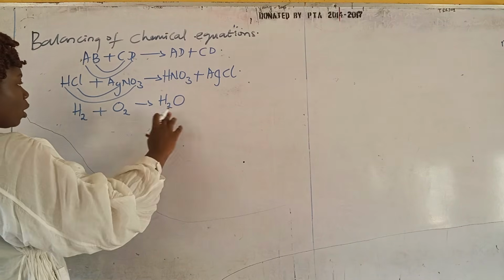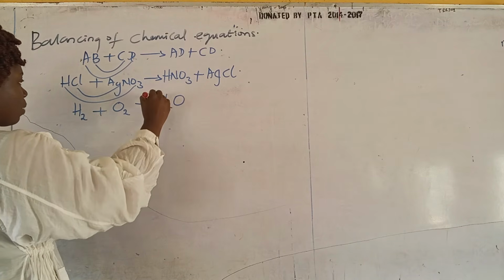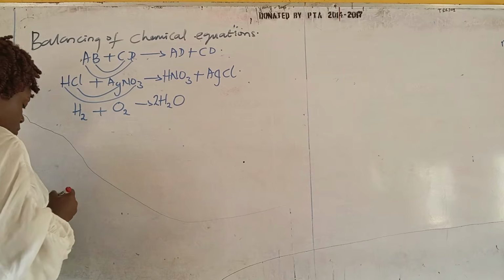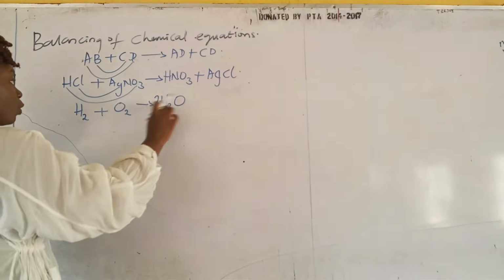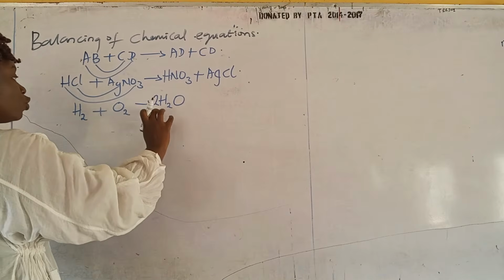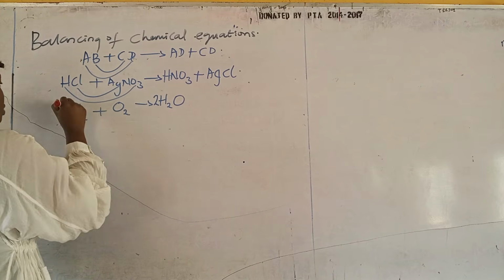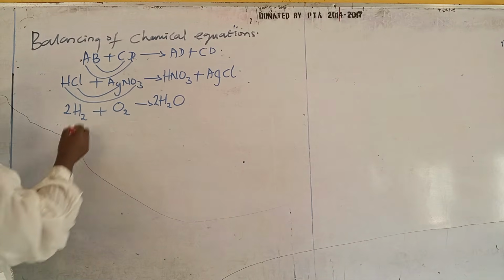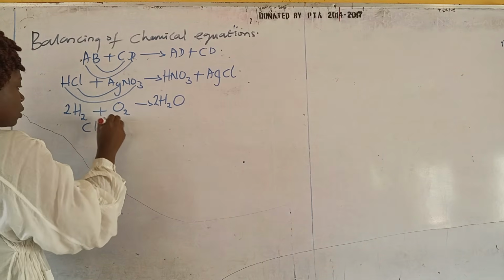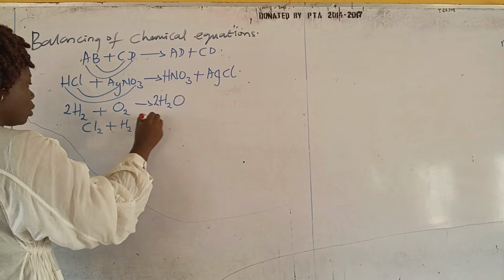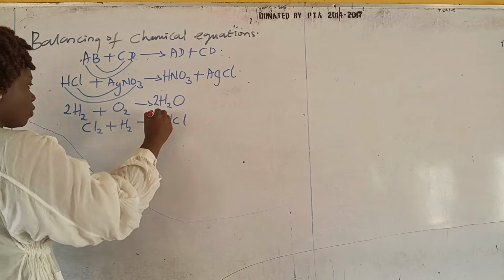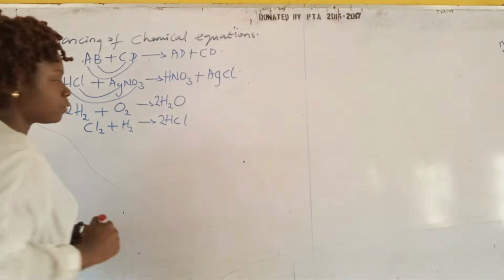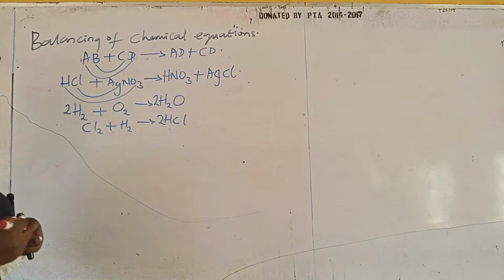Oxygen is 2 here. Okay, if I put 2 here, now any number you put behind affects everything in front. So my oxygen becomes 2 already. Then my hydrogen will be 2 times 2, 4. So I have to put another 2 here. A very beautiful example again is your chlorine plus hydrogen gas to give what? HCl. So I have 2 atoms of each of them. So if I put 2 here, it balances for the 2 of them.